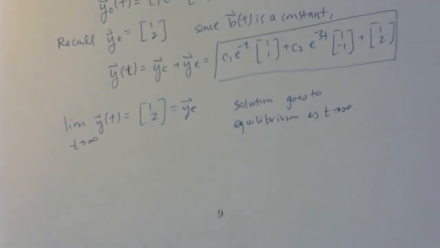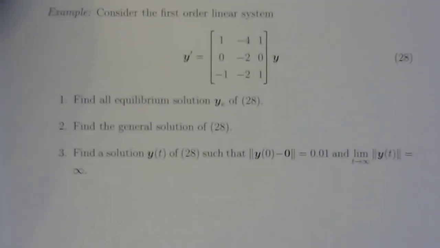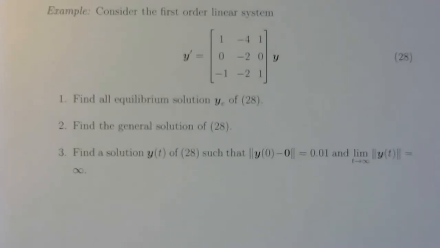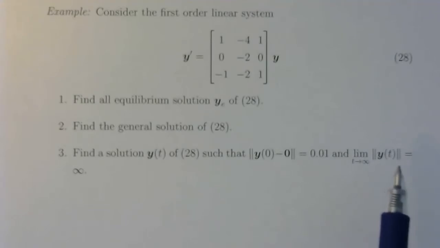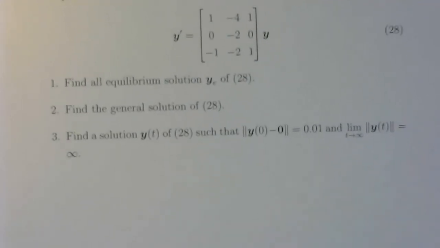Let's try another example. We'll again look for equilibria and a general solution, and then try and interpret what's happening to that solution as time goes forward. So here's our next example now on page 10 of our notes. We have a first order linear system. Now we have 3 equations rather than 2. First we want to find all of the equilibria for this system, and we want to find a general solution, and then find a solution so I start close enough to the 0 vector and show that the limit of that solution is going to go to infinity.